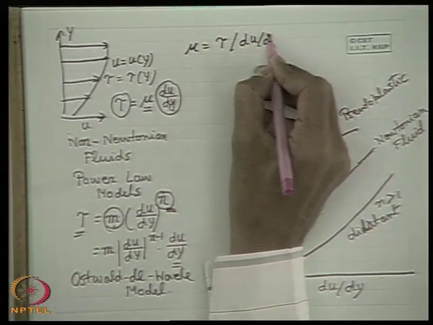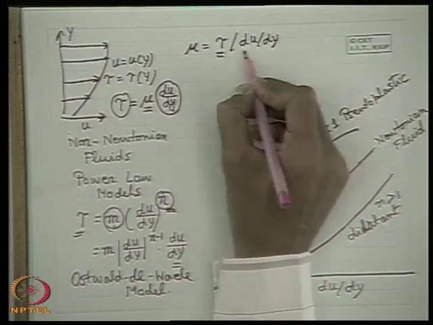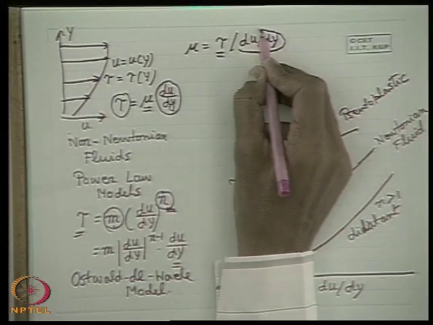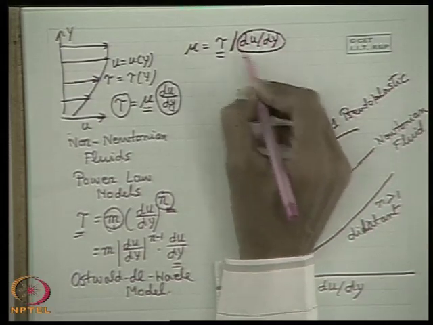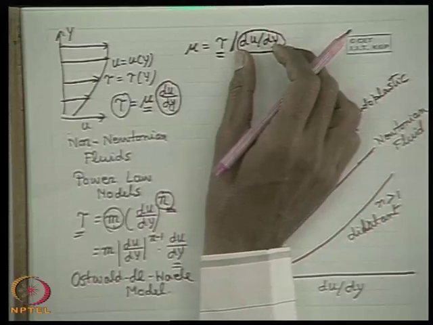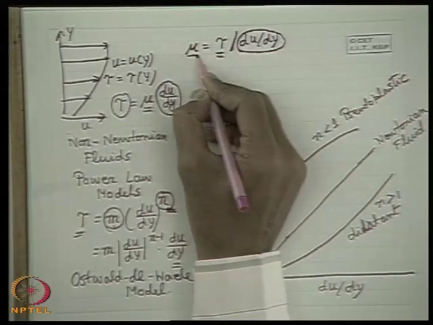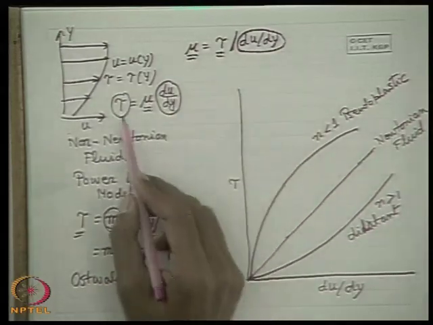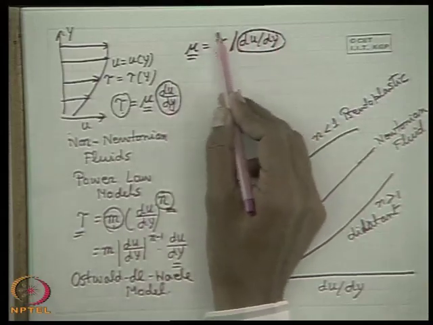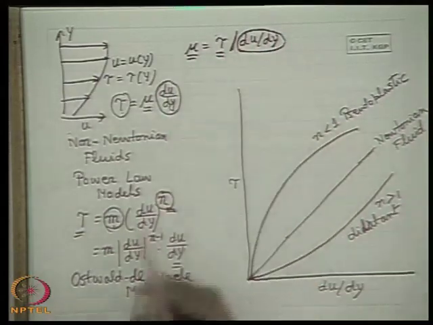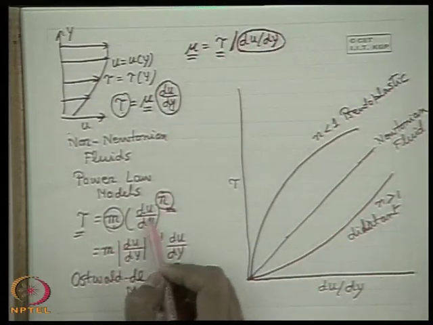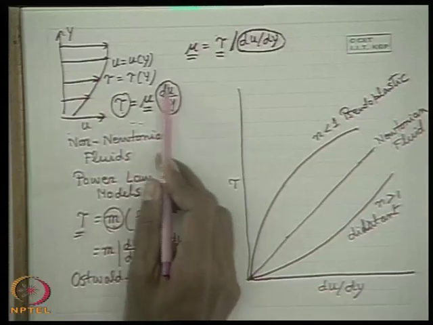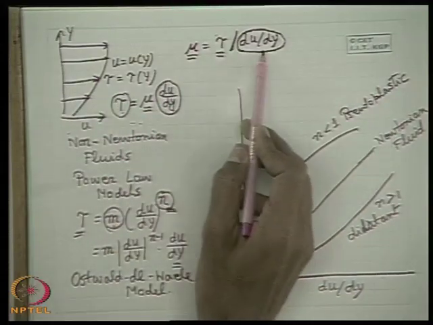That means it is the ratio of shear stress divided by the velocity gradient in this case of flow, or, as we will see afterwards, the rate of shear strain. That is the definition of viscosity. So if it does not bear a linear relationship, then the ratio is not constant, which simply means that for any fluid whose constitutive equation is not linear, this ratio is not constant.